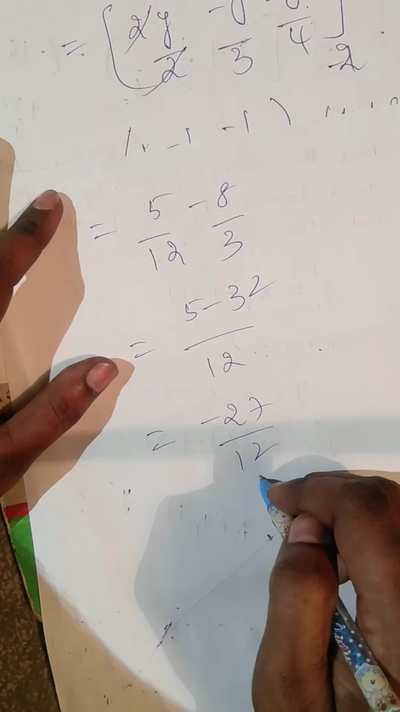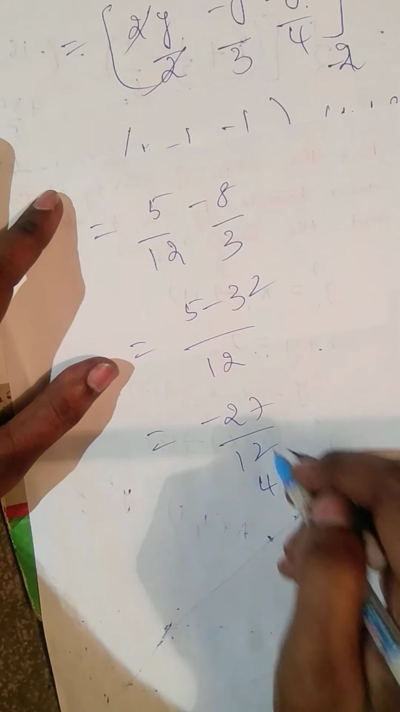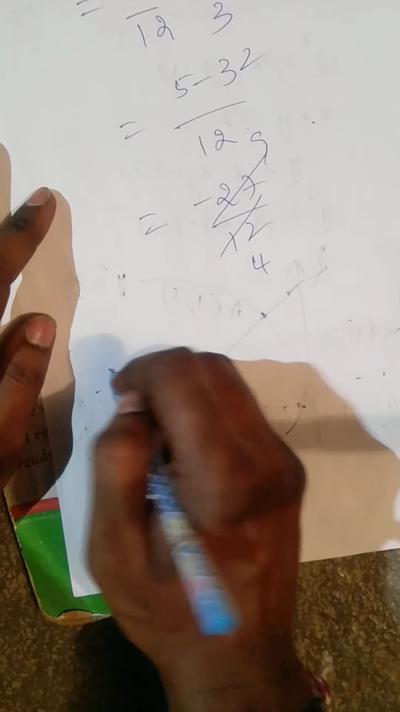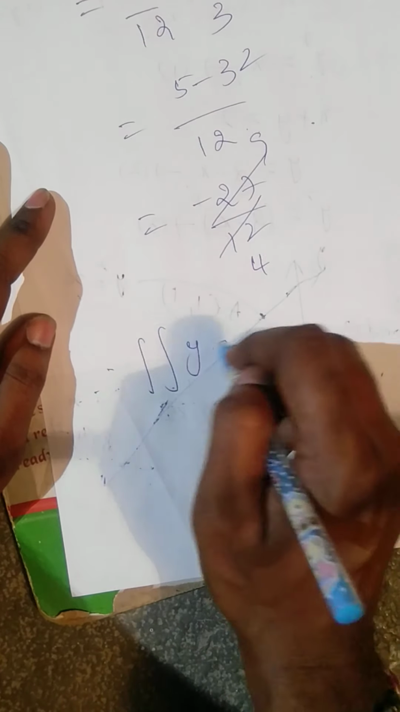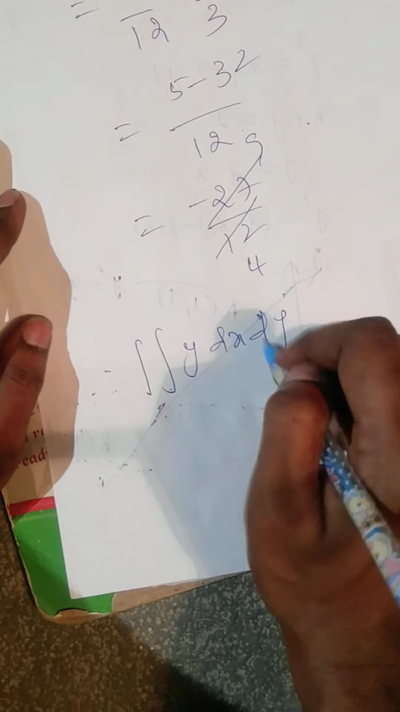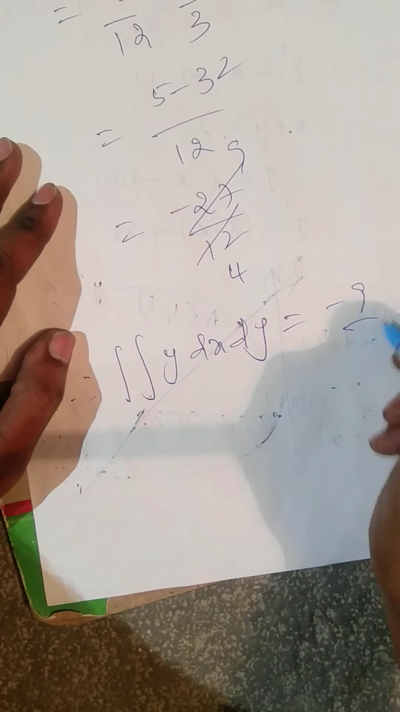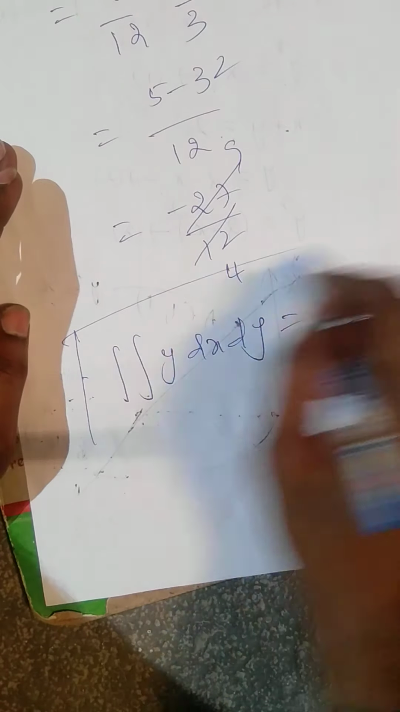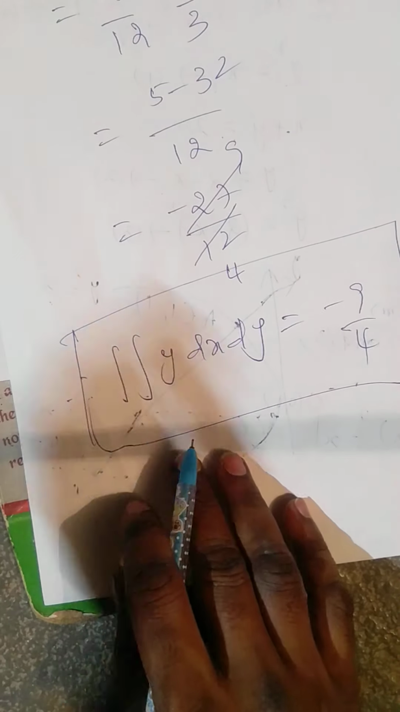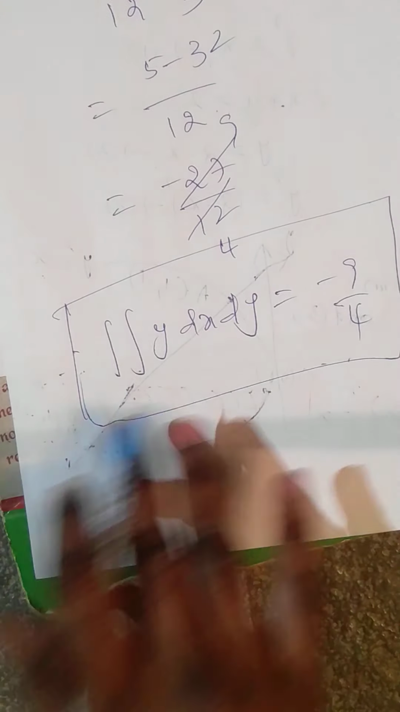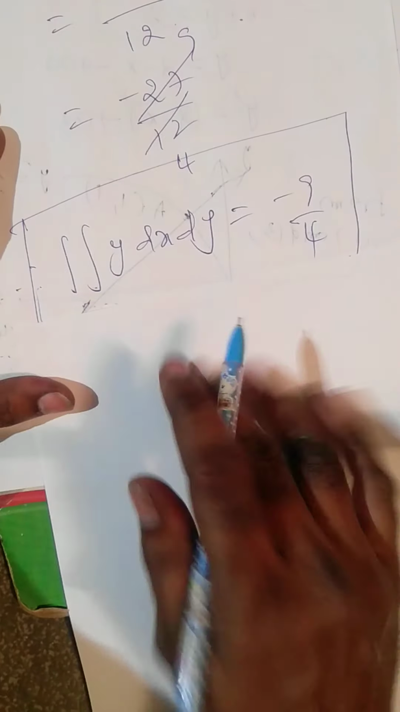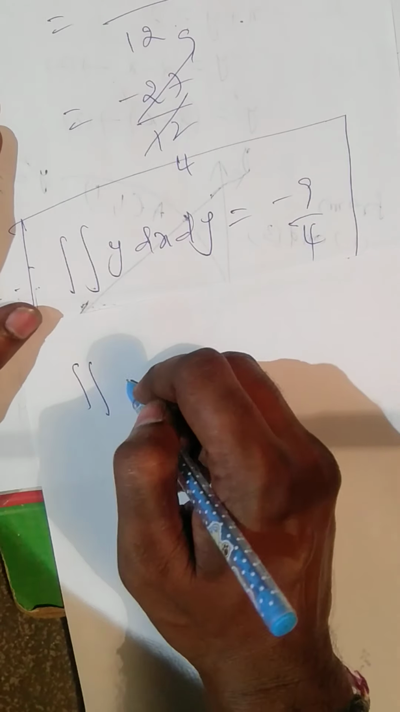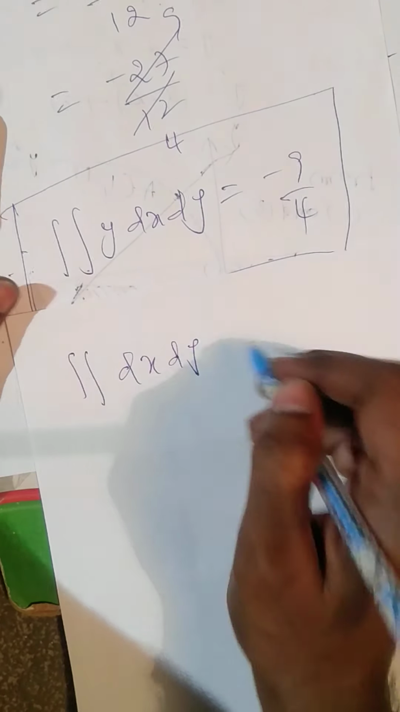3 4s are 12, 3 9s are 27. What's the answer here? So minus 9 by 4. Therefore double integral y dx dy equals, I'm getting minus 9 by 4. This is equation 2, the second result. Now we can find the third one, that is double integral dx dy.